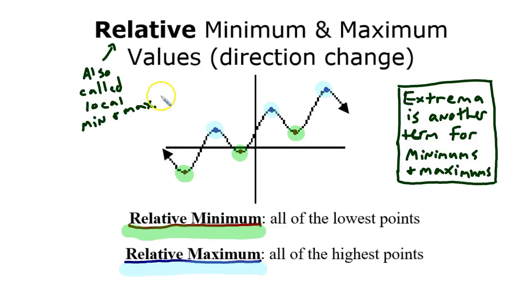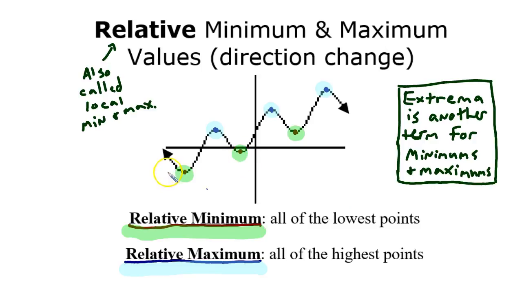And you can think of these relative minimums or local minimums and maximums as where the function changes direction, especially in a polynomial function. So you'll notice that it's decreasing, it changes direction here. That is a local extrema. And then it's increasing and it changes direction here. That's another local extrema. Every place that it changes direction is a relative or local minimum or maximum. So when I'm asking you for a relative minimum, what I want is a list of all of the lowest points, every single one of them.